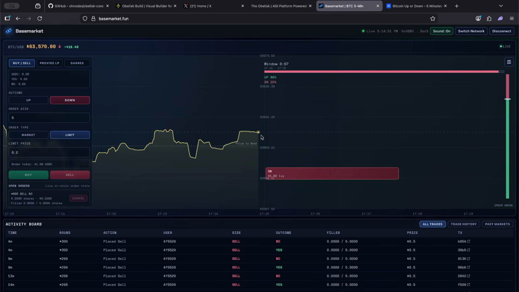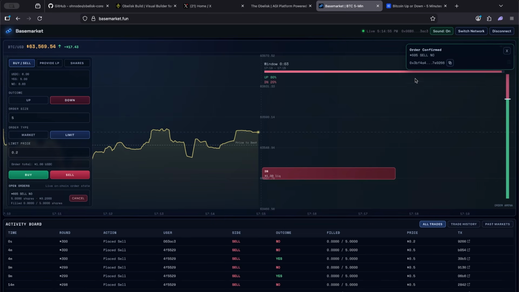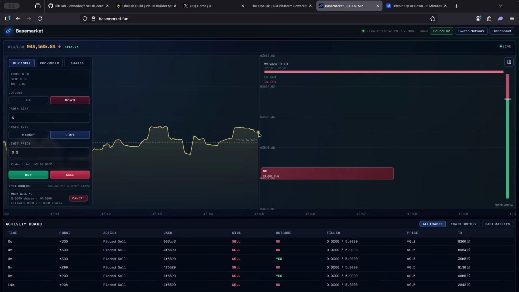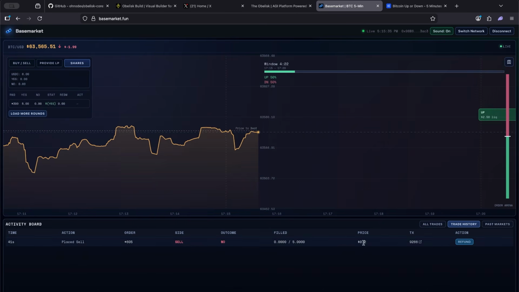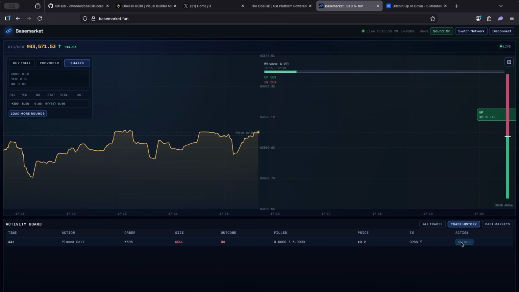But obviously, as you can see here, the price is about to close. We did place the order, but now the price is closing. Okay, so now the order is closed. So nobody bought your order. What happens to it? You can claim it back. You haven't lost anything. If you go to your trade history, you can get a refund here for your order.